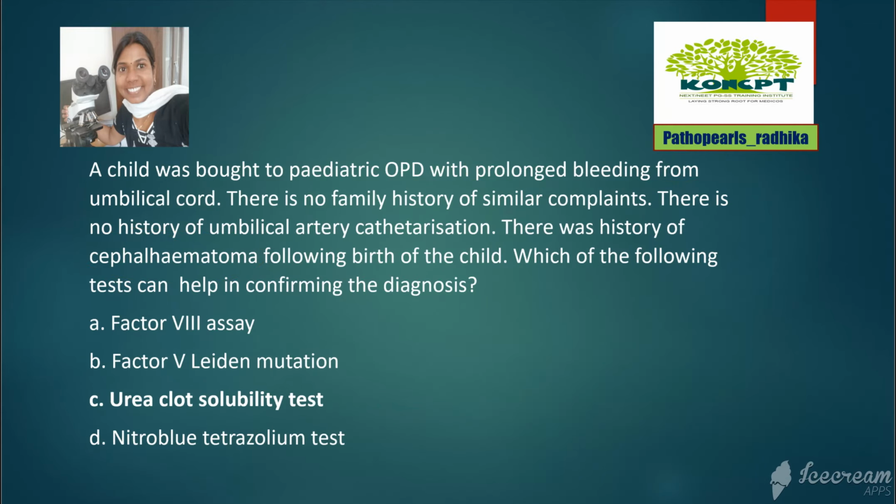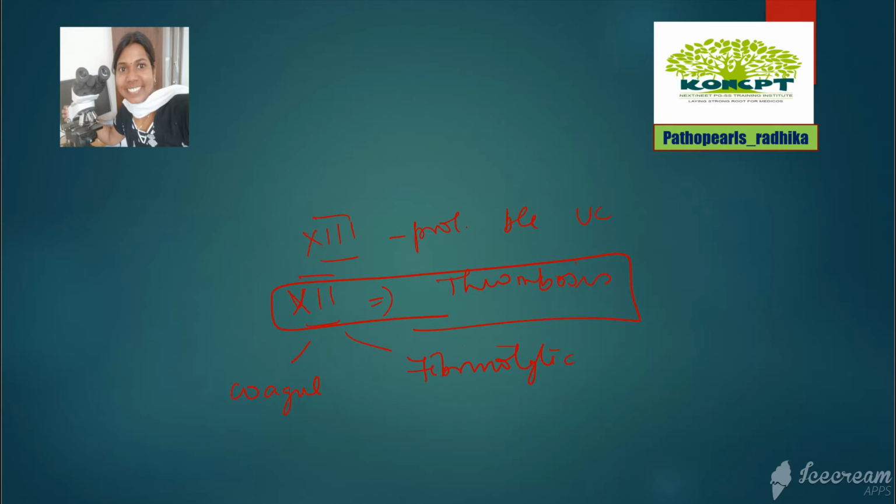Now going back to the other options, where do you do factor 8 assay? So factor 8 assay is done in case of hemophilia A, okay, or factor 8 deficiency. What is factor 5 Leiden mutation and what does that cause? So you should know a little bit about what is the function of factor 5. So you get activated factor 5A, which helps in coagulation. Okay, so once something gets activated, something should inhibit it. So activated factor 5A and factor 8A is inhibited by protein C and protein S.